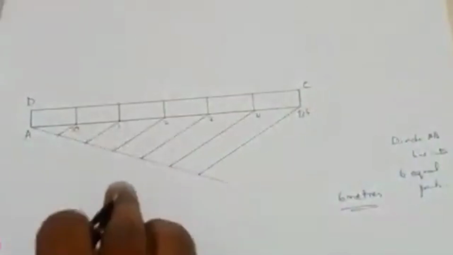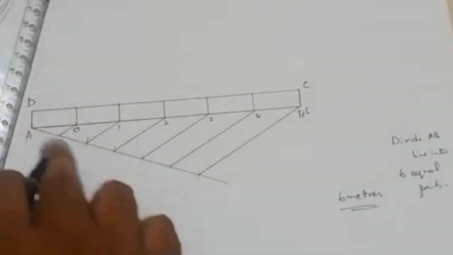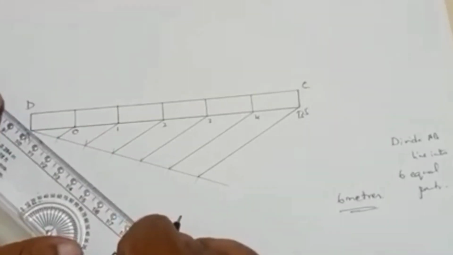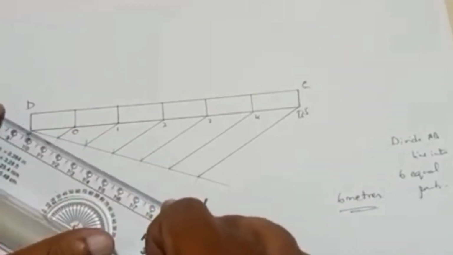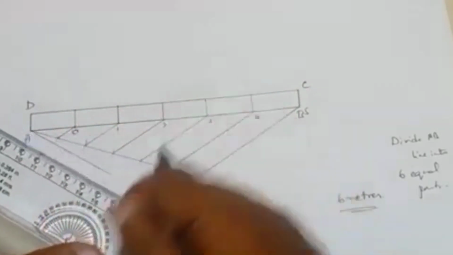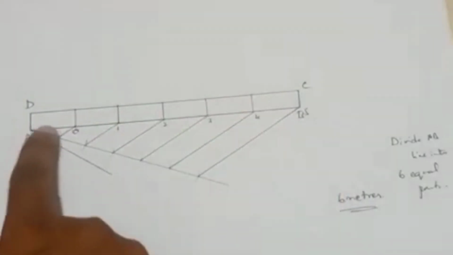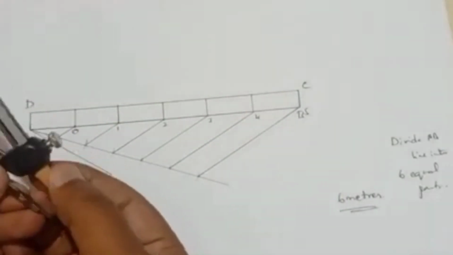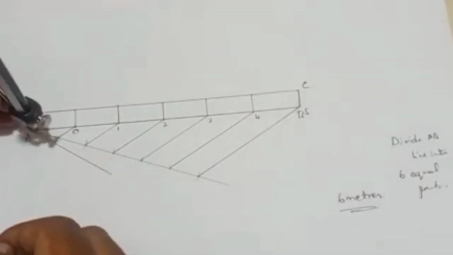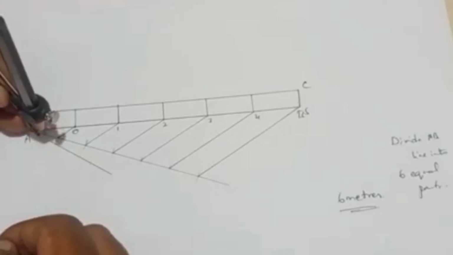Okay, so we have constructed the scale for 6 meter. So on this AO, I'll be showing the 10 divisions. So I'll be drawing another angle line, so that it will have an angle less than 90 degree. Here we have to divide this line into 10 equal parts. I'll be taking a compass, measuring a shorter length, and cutting 10 arcs here.